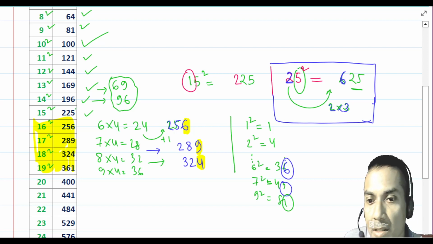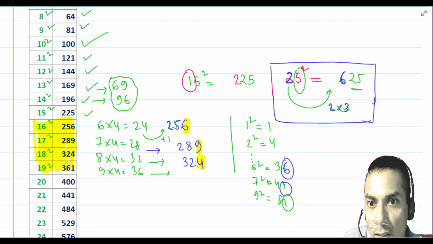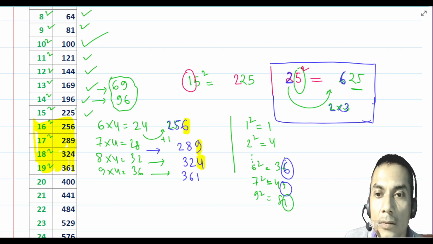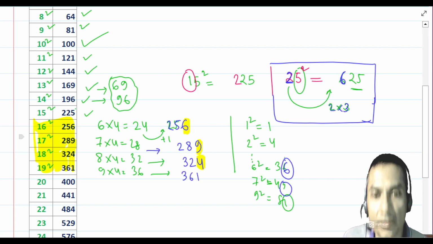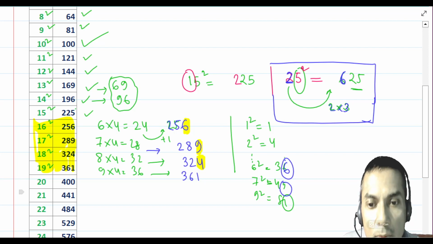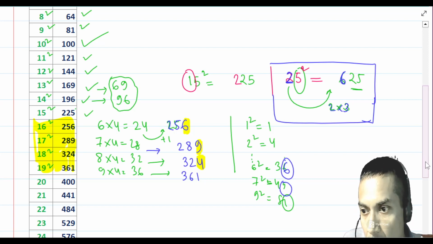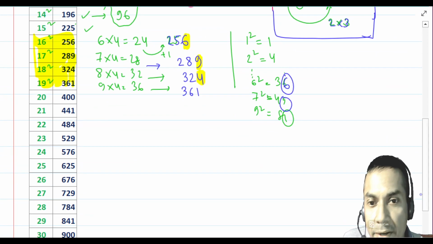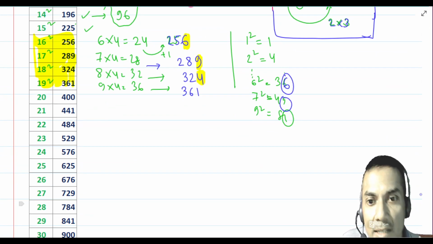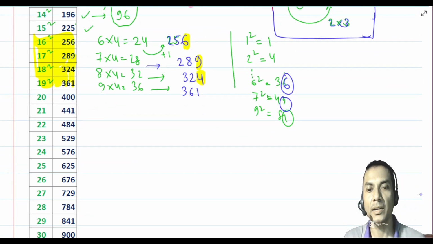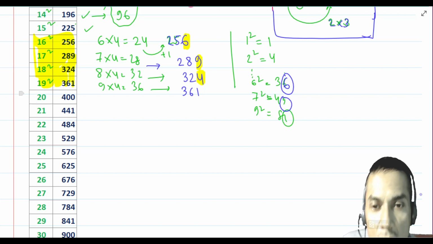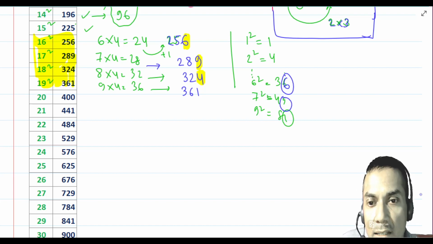81, so the unit place is 1, so write down the value 1. So 361. Hope it is clear for this 16, 17, 18, 19 group. This is easy to remember. Now from 20 to 30, 29, 30 is very easy, 22 and 20 also very easy. 20 is very easy, anybody can do that in a fraction of a second.